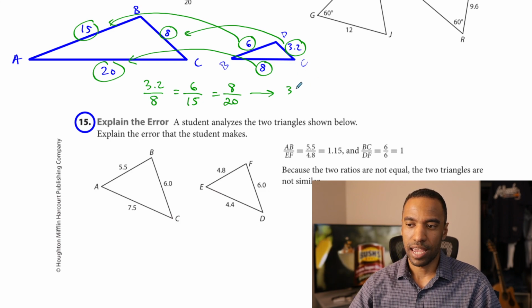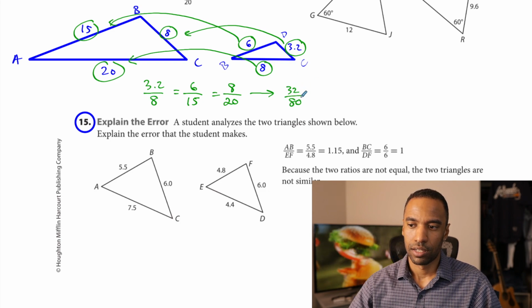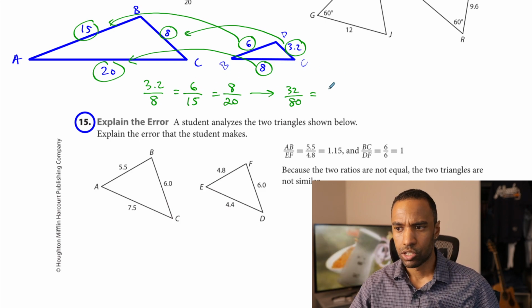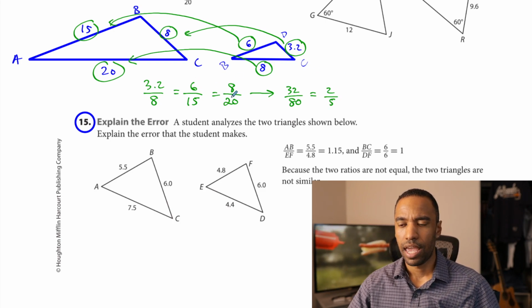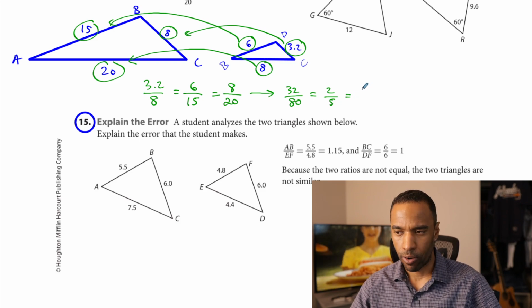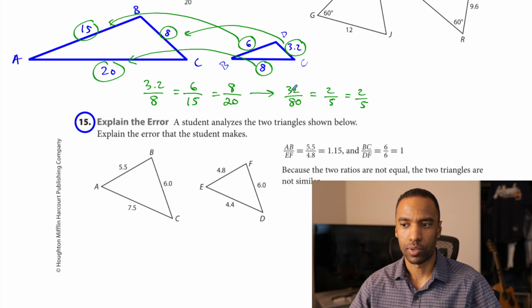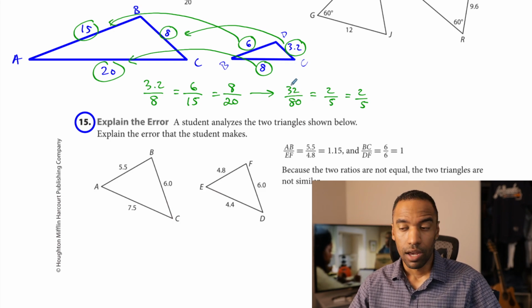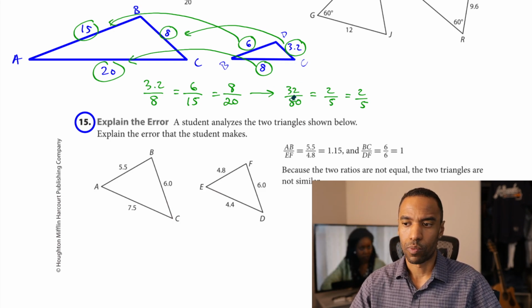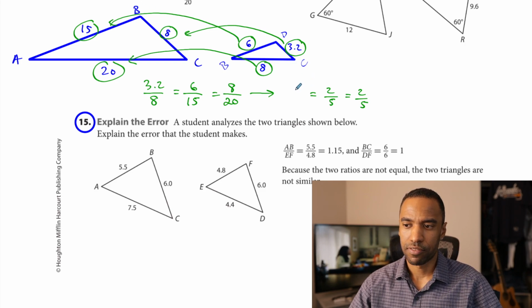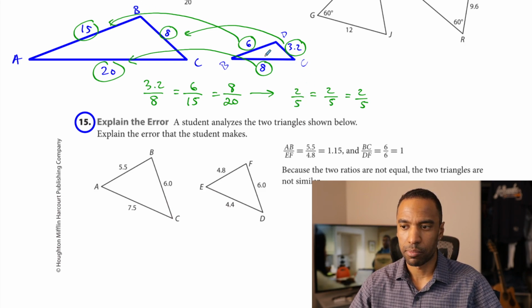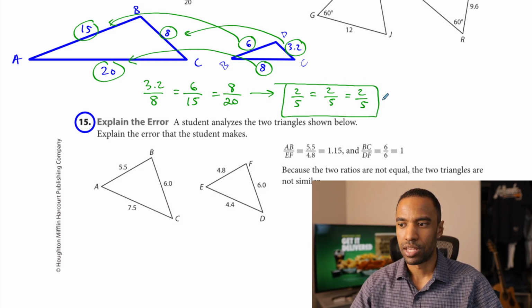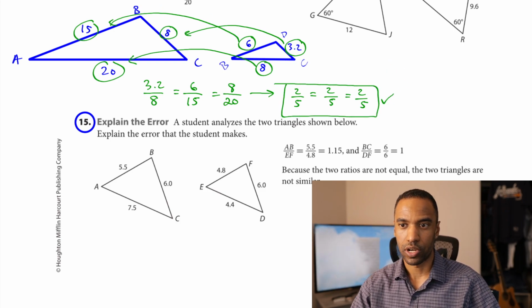That's 32 over 80 on this one. 6/15, I can divide those by 3, so I get 2/5. 8/20, I can divide those by 4, and I do get 2/5. Let's see if this one gets me 2/5 as well. I can divide those by 16. That does give me 2/5 here as well. So this is 2/5, 2/5, 2/5. They share the same similarity ratio from small triangle to large triangle. That all checks out, guys. These two triangles are similar to each other.